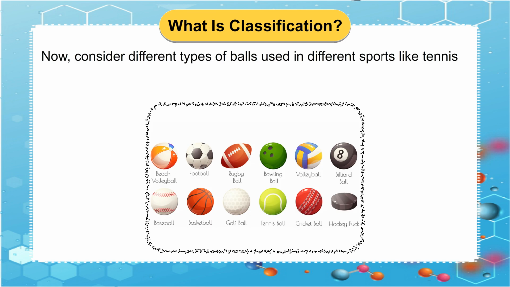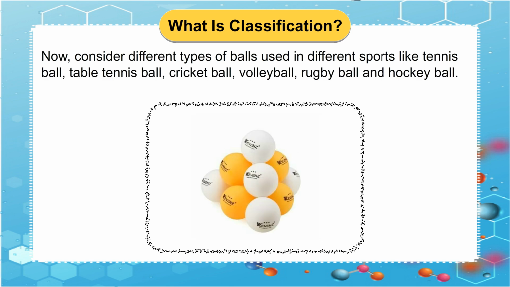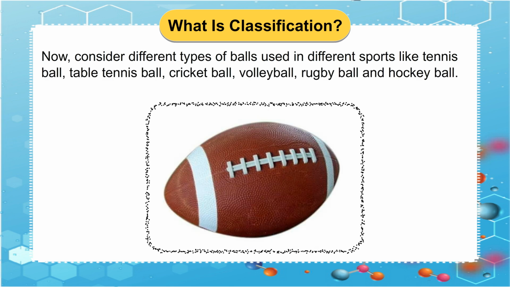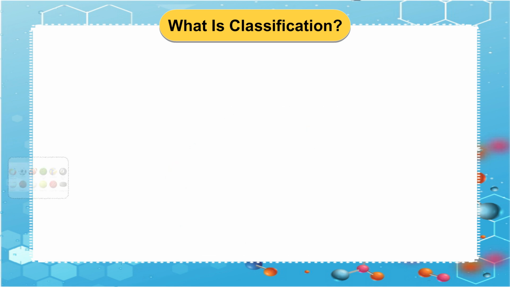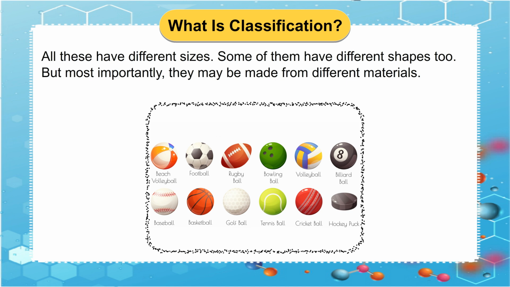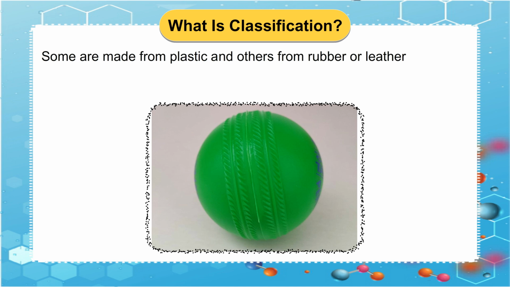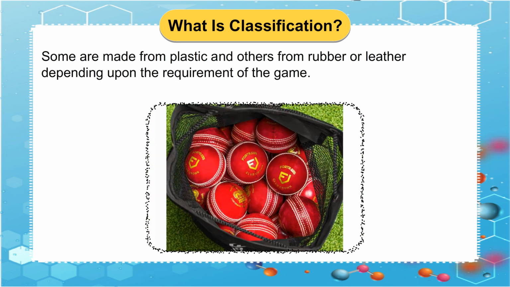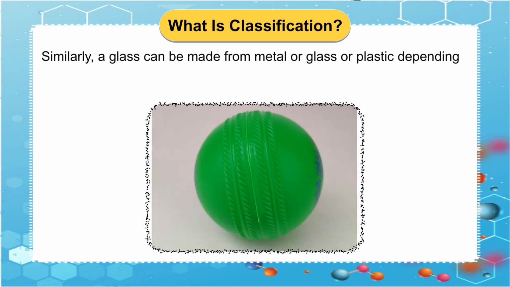Now, consider different types of balls used in different sports like tennis ball, table tennis ball, cricket ball, volleyball, rugby ball, and hockey ball. All these have different sizes. Some of them have different shapes too. But most importantly, they may be made from different materials. Some are made from plastic and others from rubber or leather depending upon the requirement of the game. Similarly, a glass can be made from metal or glass or plastic depending upon its purpose and people's needs.